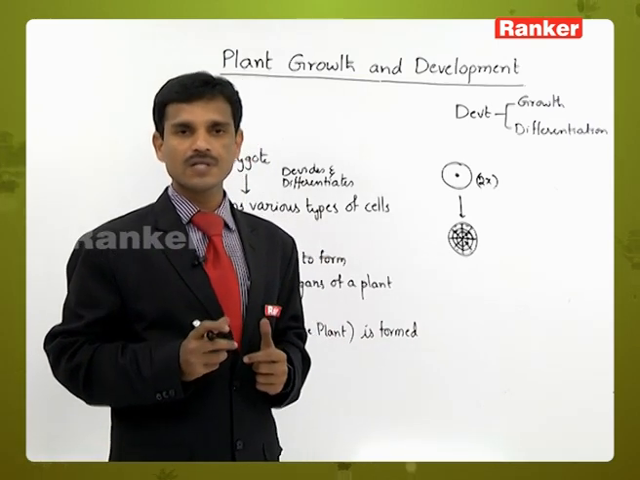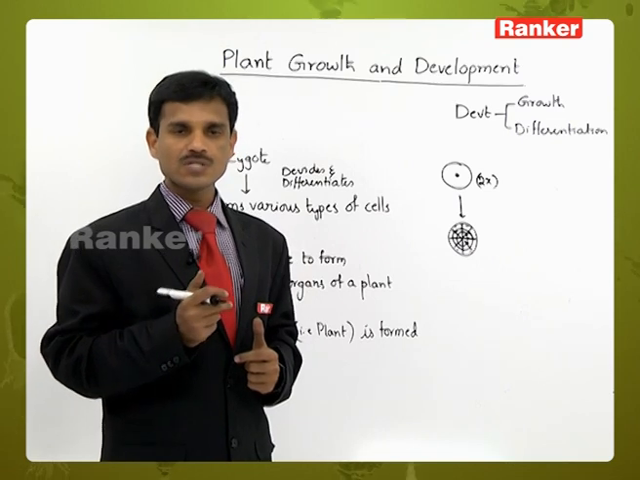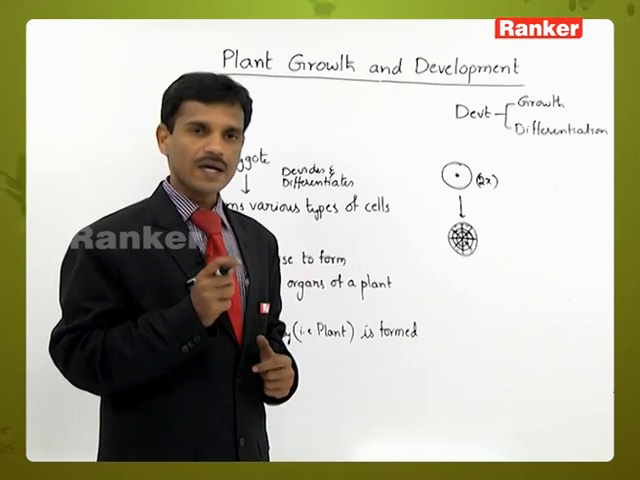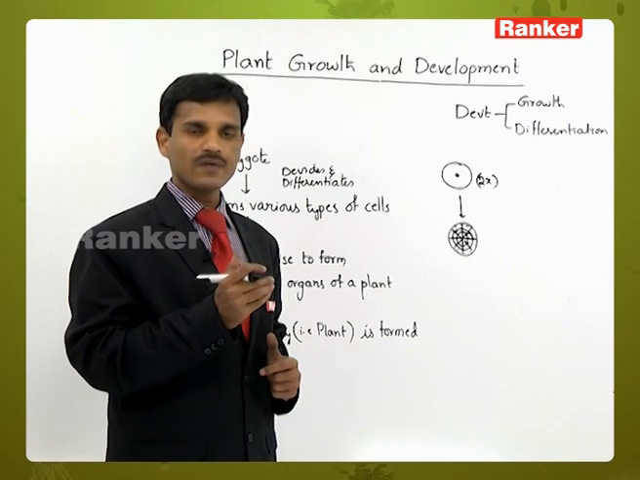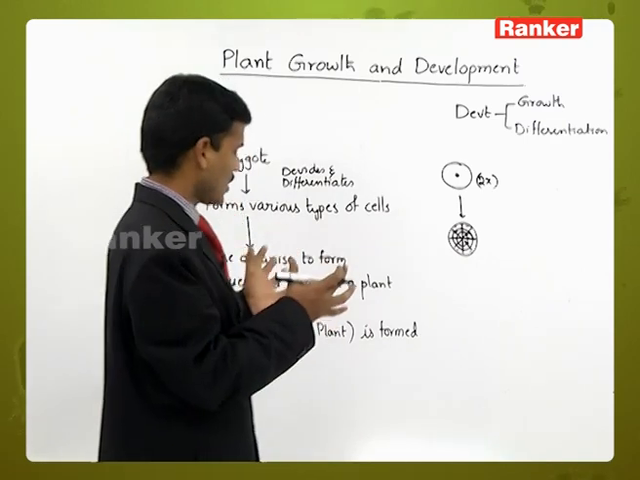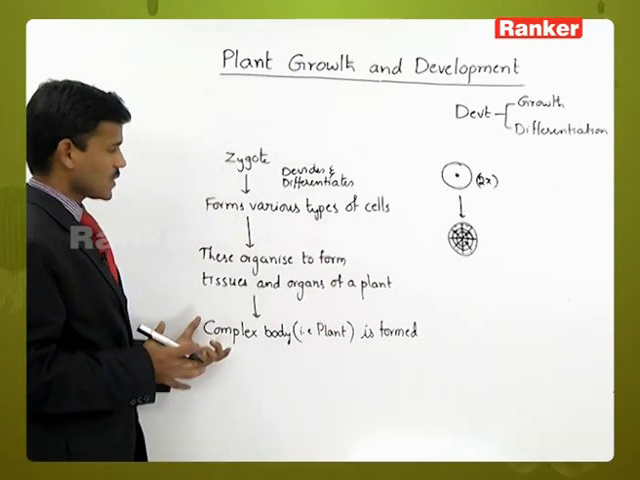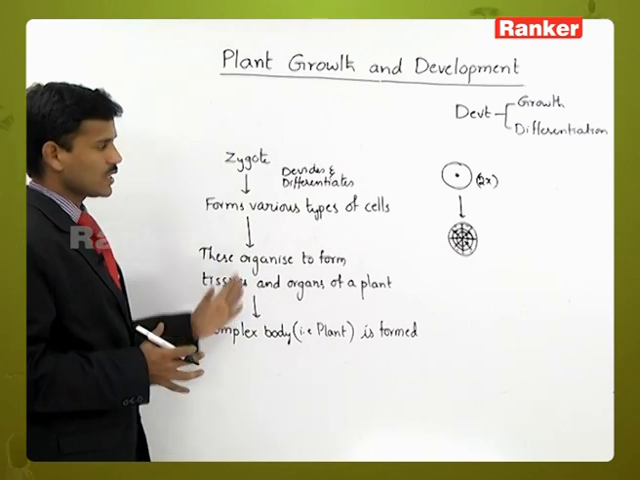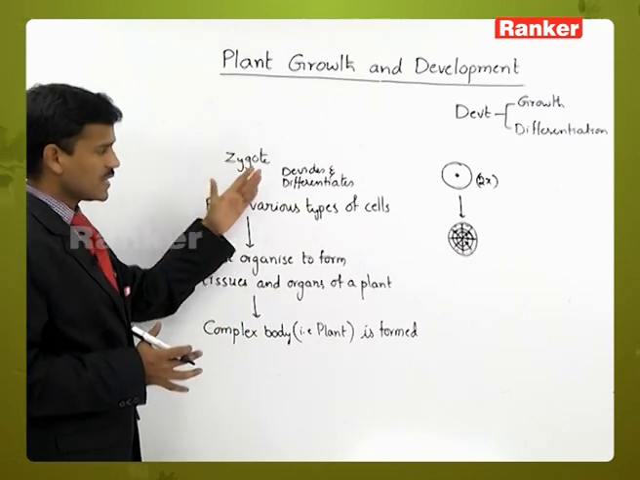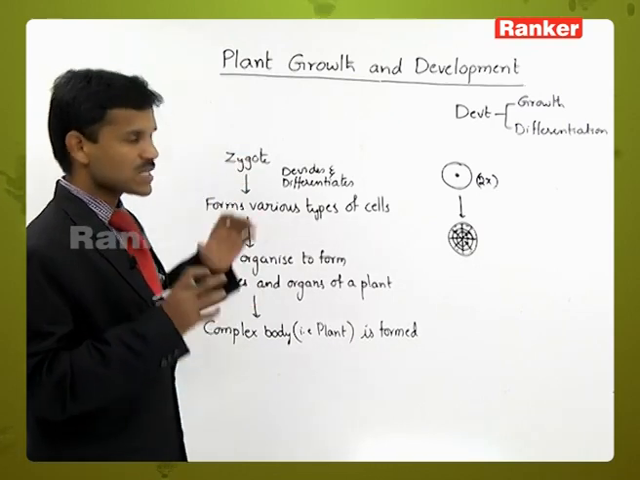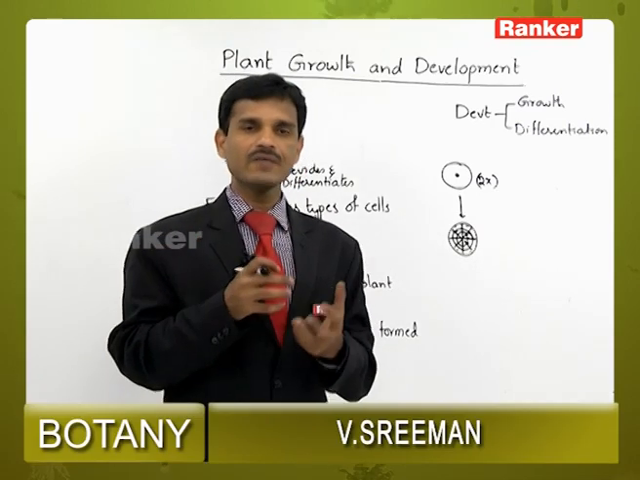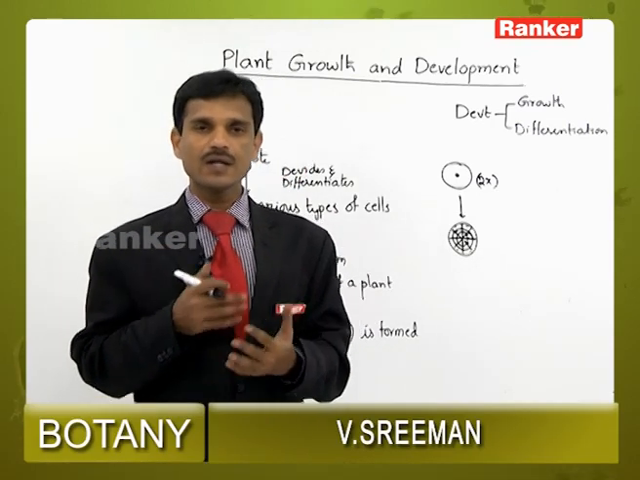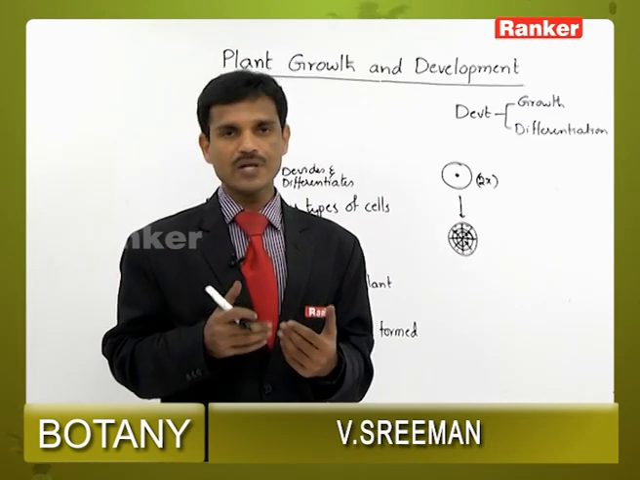In the plant body, there is a root system and a shoot system. In the shoot system there are the stem, leaf, flowers, fruits and seeds, different organs. So a complex body is formed. It is due to cell division and differentiation. The cells increase in size and divide again, undergoing one more division, and they are differentiated.